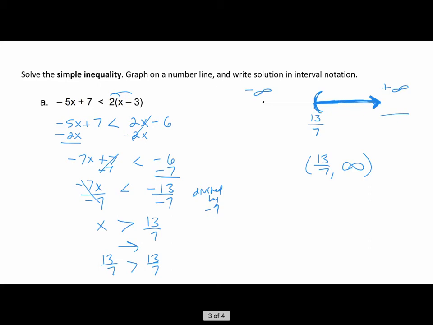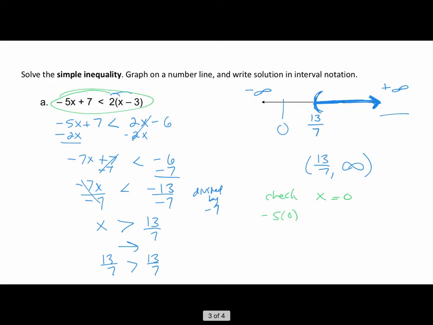And if I want to verify that's true, I need to test something less than 13/7. So maybe I do need to know approximately what that is. And that's not quite 2. So, why don't I try 0? That'll be easy to test. So let me test that. Check x equals 0 and see if it's true in the original statement.